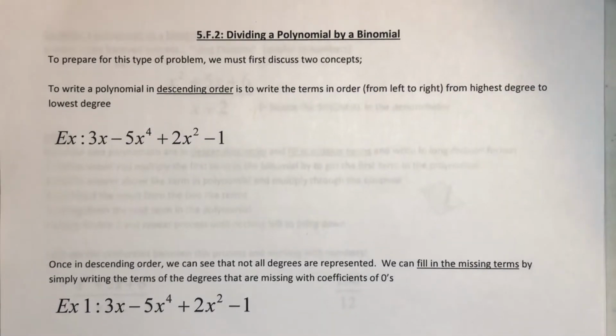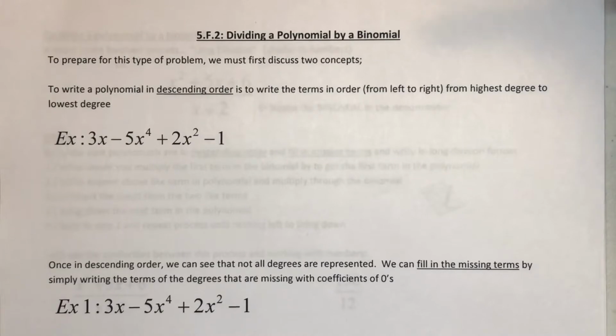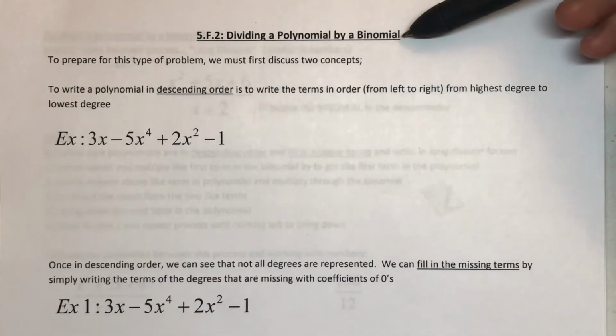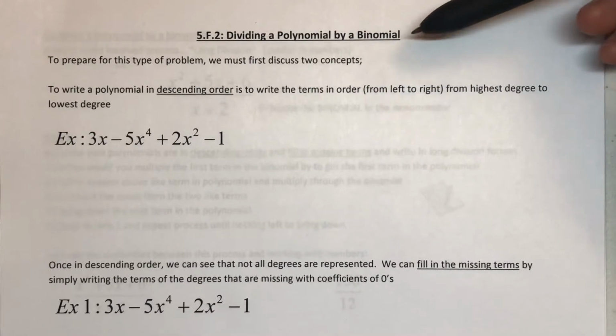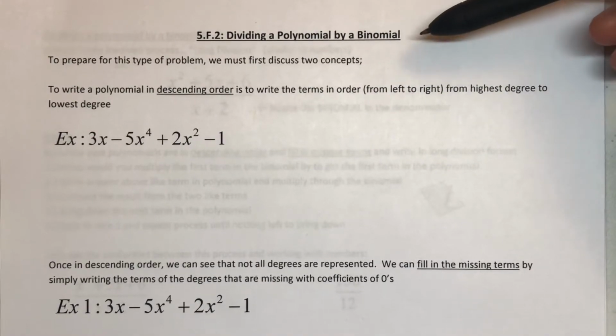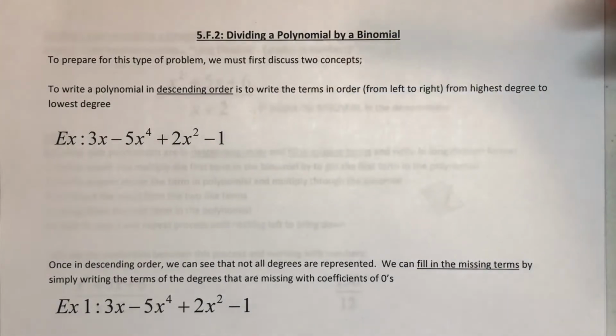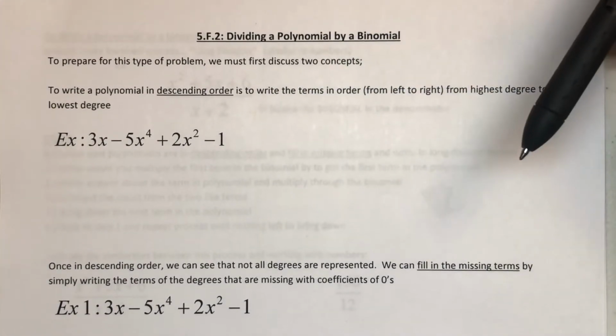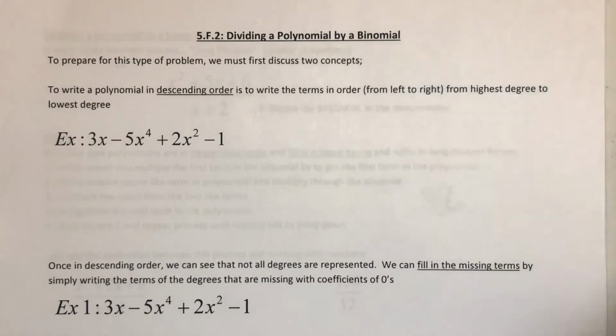So the last section in chapter 5, we're looking at dividing polynomials by a binomial. The key here, as we mentioned in the last section, is that this is going to be a completely different approach. And before we get to the approach, there's two things we want to make sure we understand. One I've kind of referenced, but we'll officially define it and stress it here in this section.